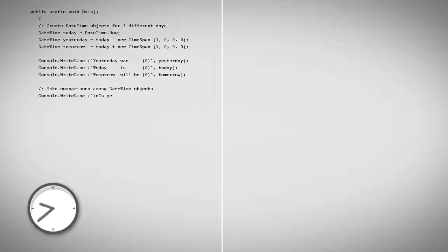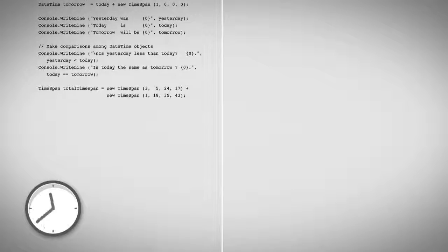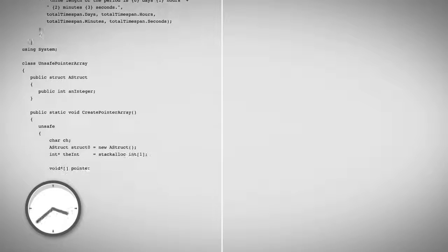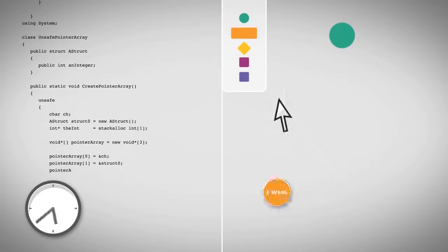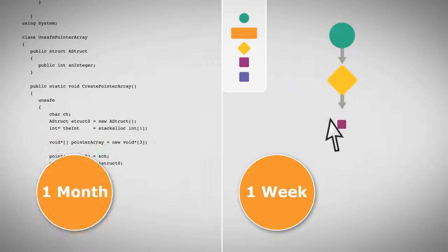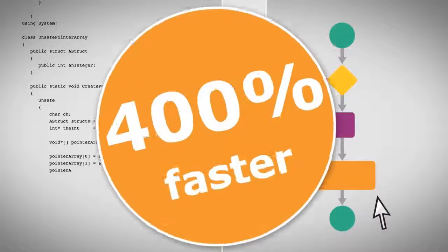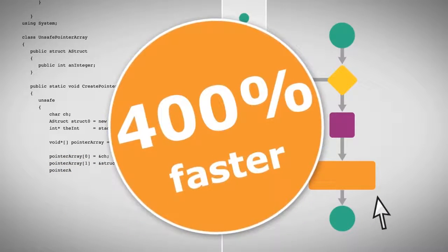Most of us know software development as this. That's great for hardcore programming. And what if you could do in 1 week what you would normally do in a month? What if you could build business applications 400% faster?